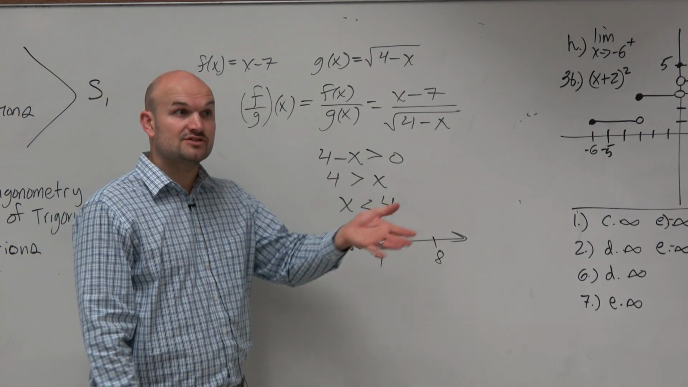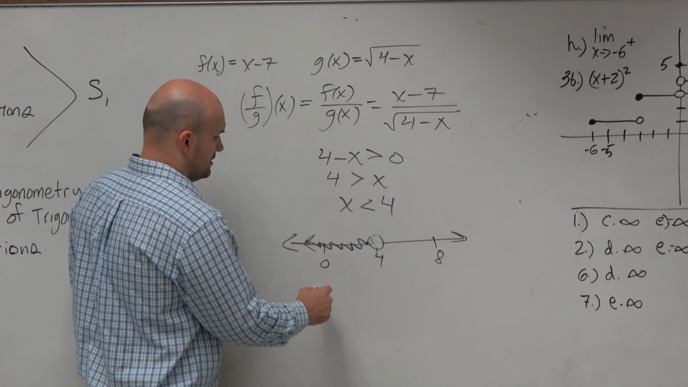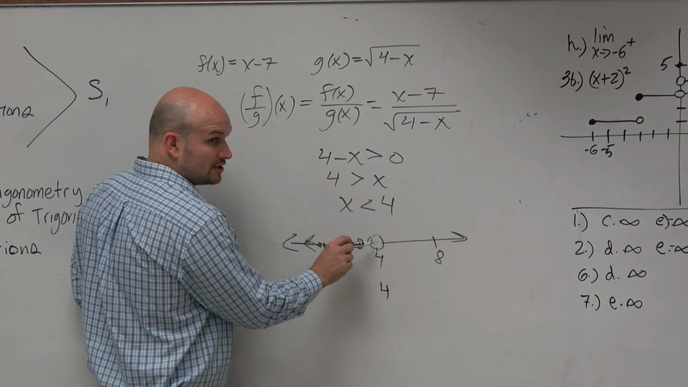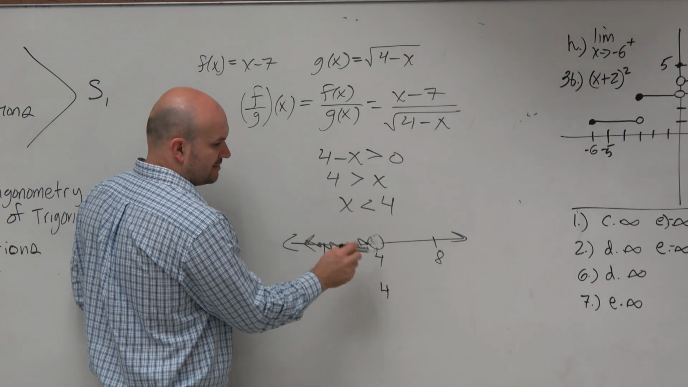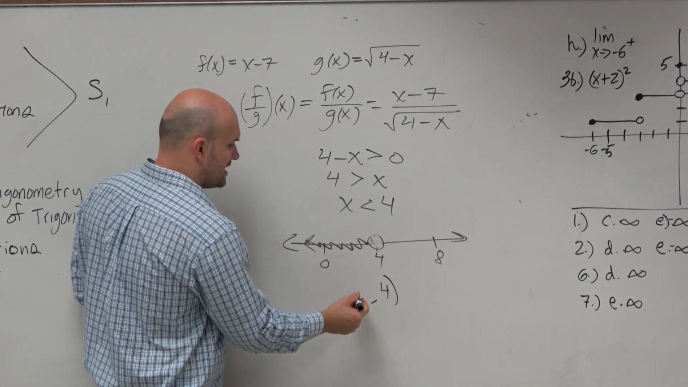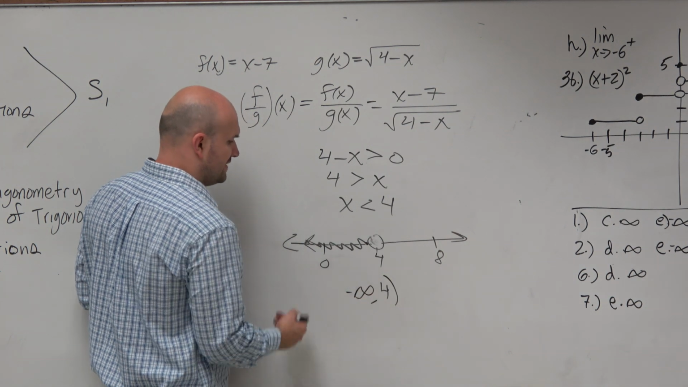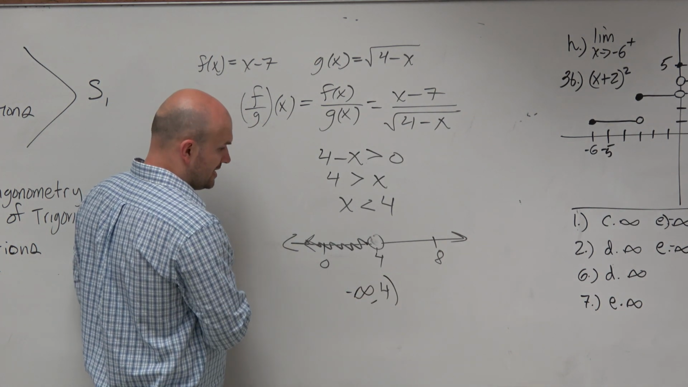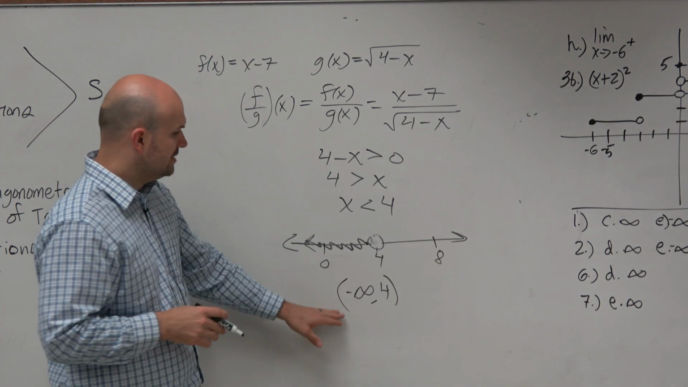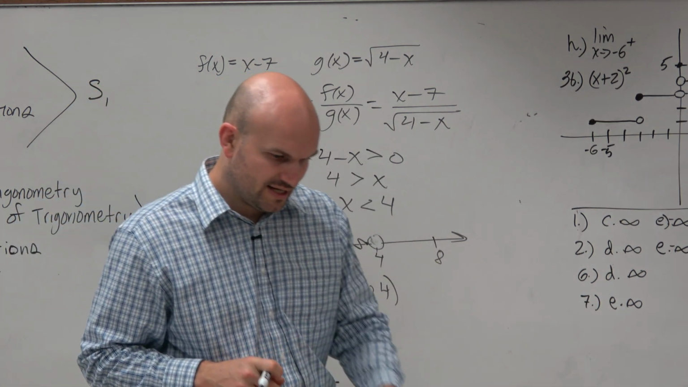Correct? So now let's write this in interval notation. So let's see. We're at 4. But 4 is not included. So should we use a parenthesis or a bracket? Parenthesis. And then it's going to continue going on to negative infinity. And negative infinity is included or excluded? Excluded. So again, it's another parenthesis. So the answer choice is negative infinity, negative 4.